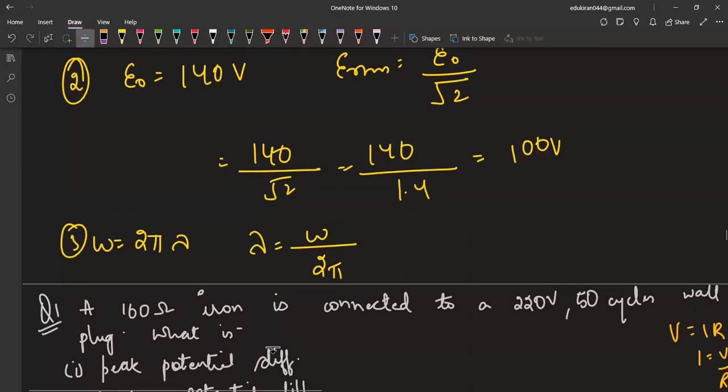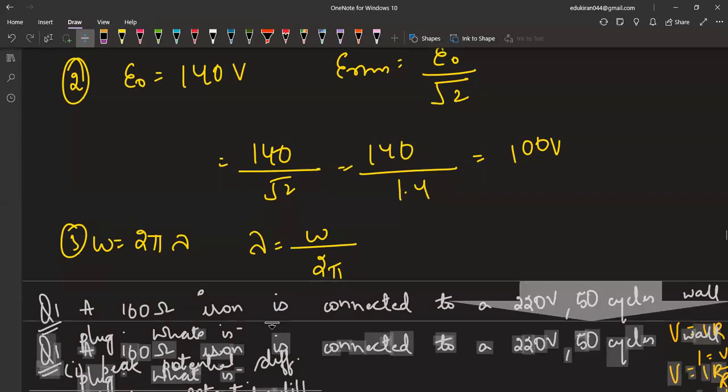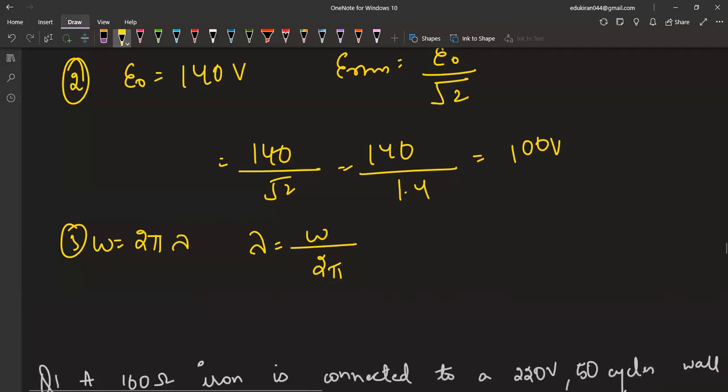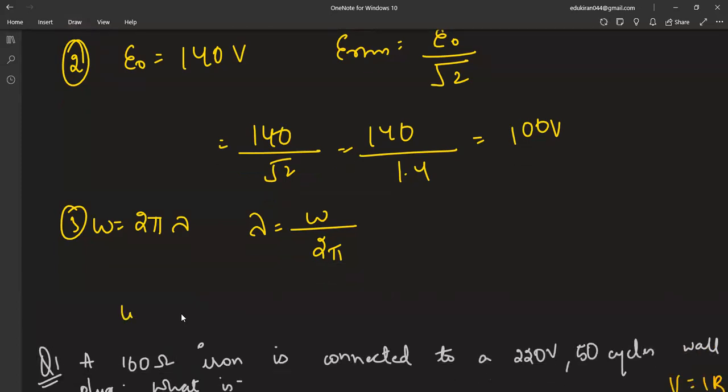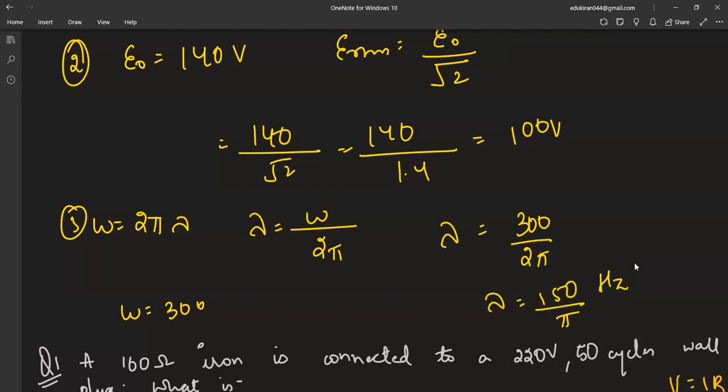If this is omega by 2 pi, omega is 300. So linear frequency will become 300 by 2 pi. So frequency is 150 by pi hertz. This is your answer. 150 by pi hertz.